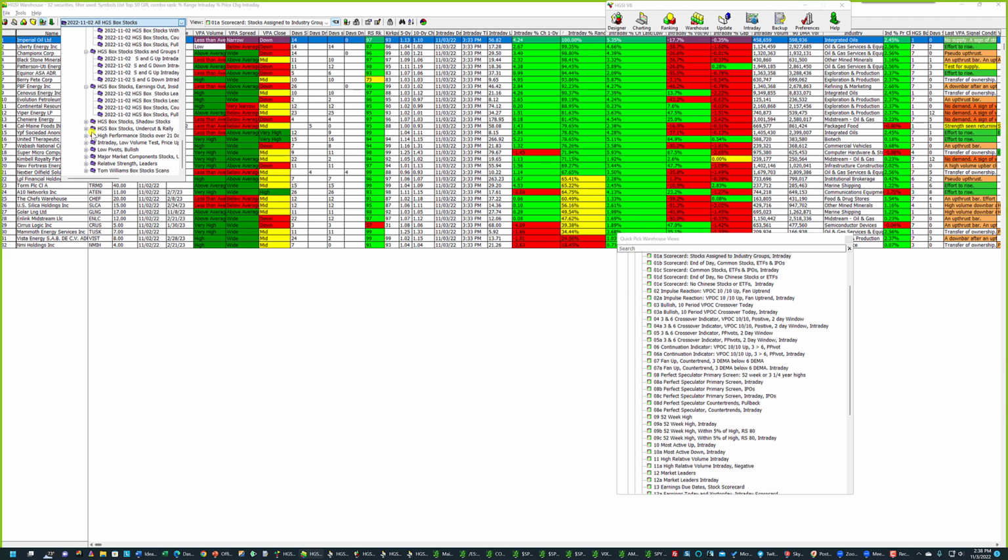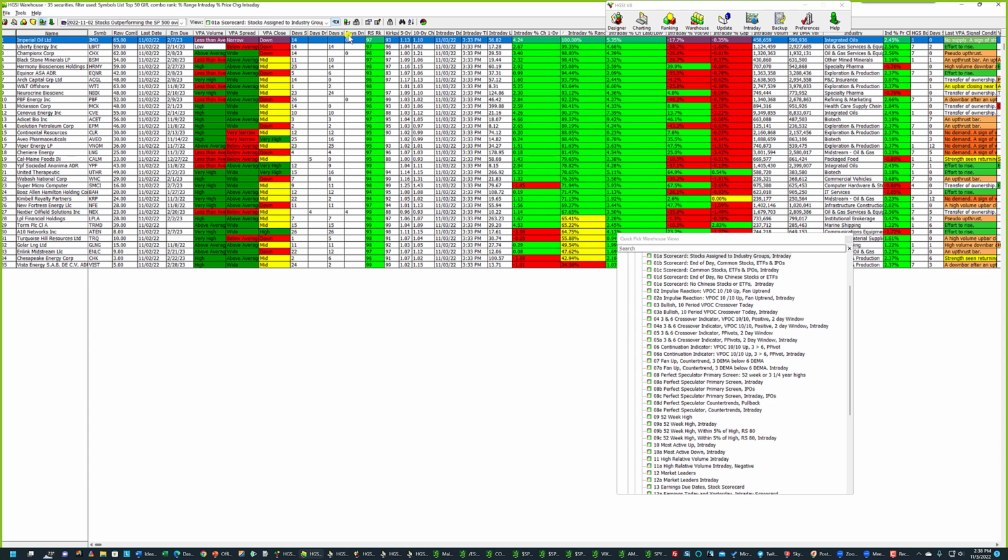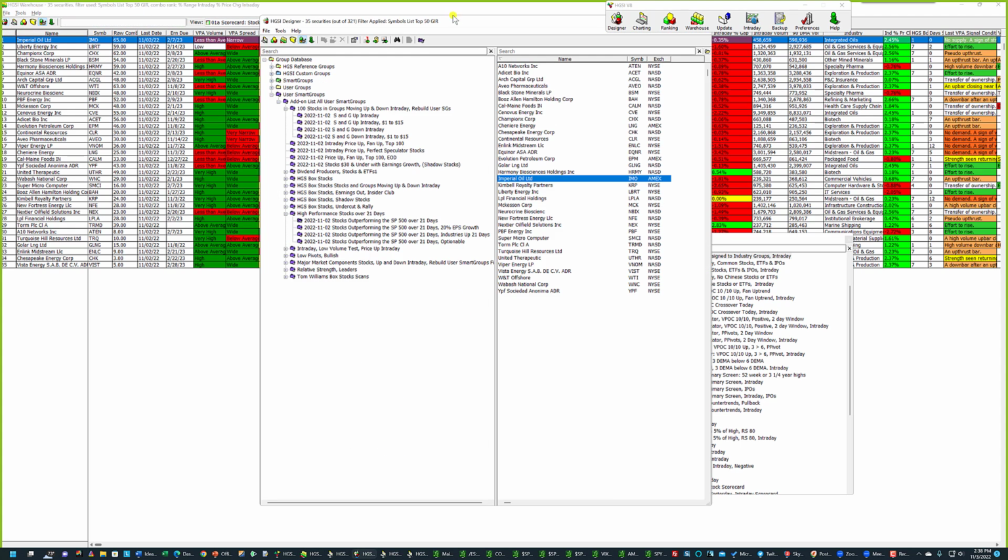Let's see if there's anything under high performance. These are stocks that are outperforming the S&P over 21 days, and you can see that these stocks are all outperforming the S&P. So if you're looking for strength, and that's what we're looking for in any market, this is just a way to do this.